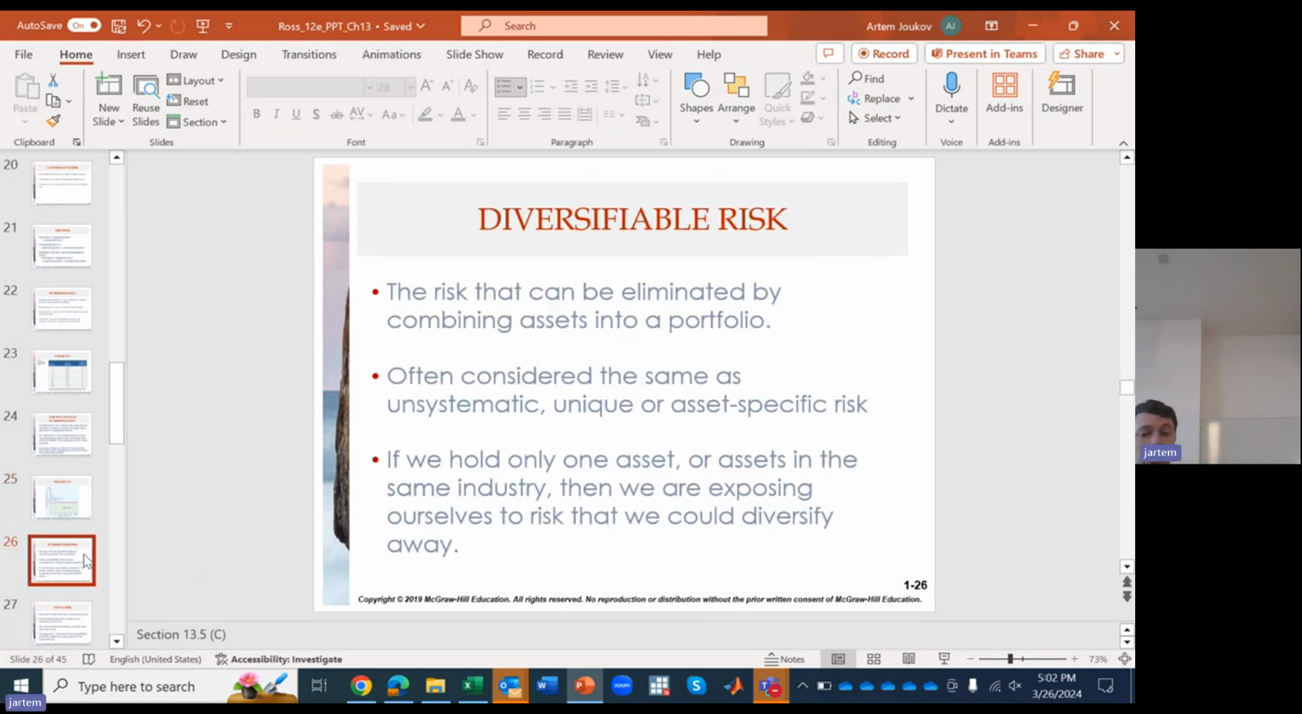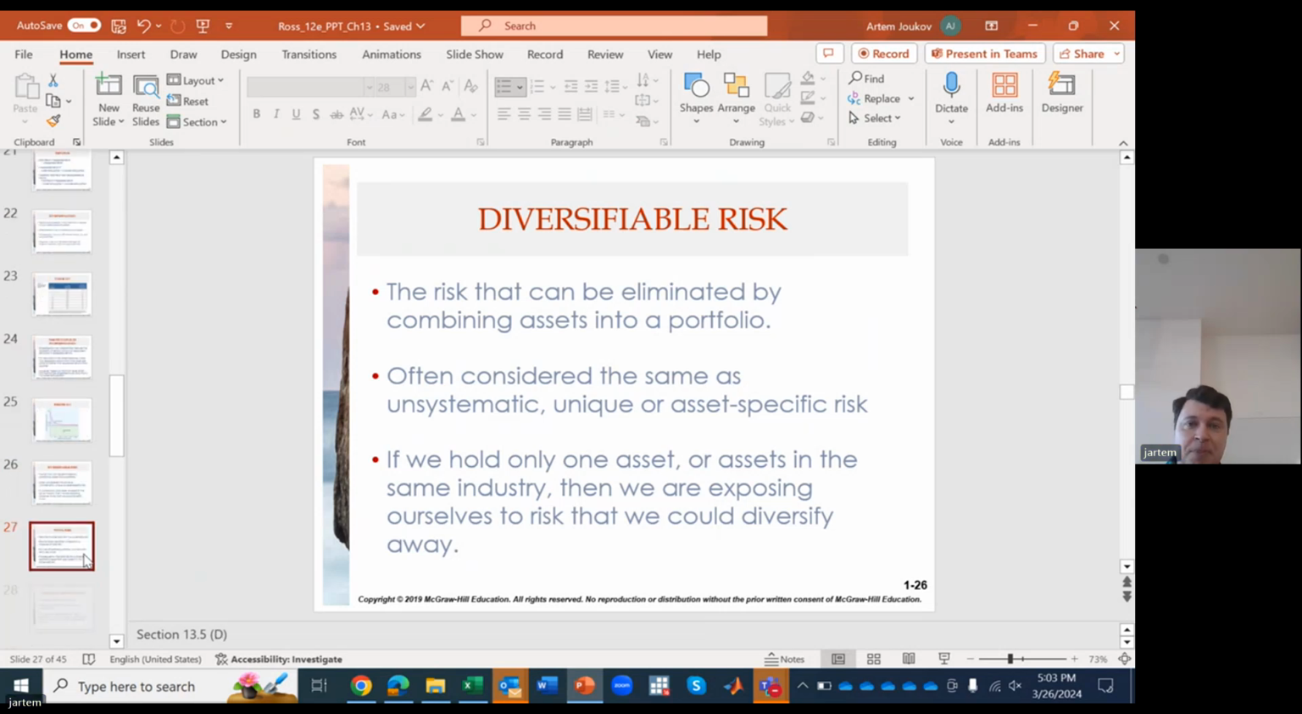Okay. So what do we need to know about diversifiable risk? You can eliminate it from your portfolio. So if you're a portfolio manager, you've got clients and they don't like risk, hey, you just diversify, right? You get rid of that risk that they hate so much. So it's basically considered the same as unsystematic risk. The basic idea is that if we only hold one asset in the same industry, we've got a lot of exposure. If we diversify, we eliminate some of that problem.